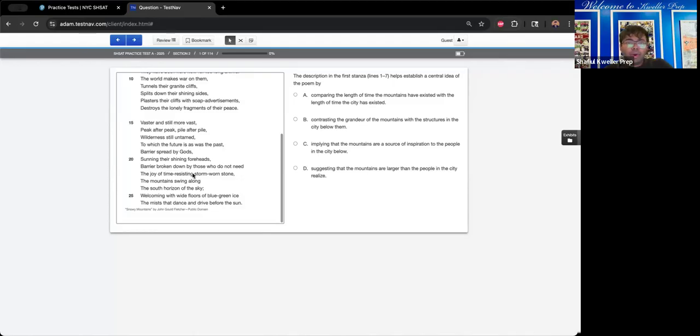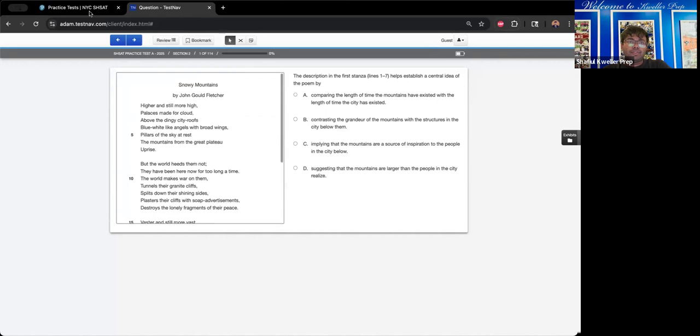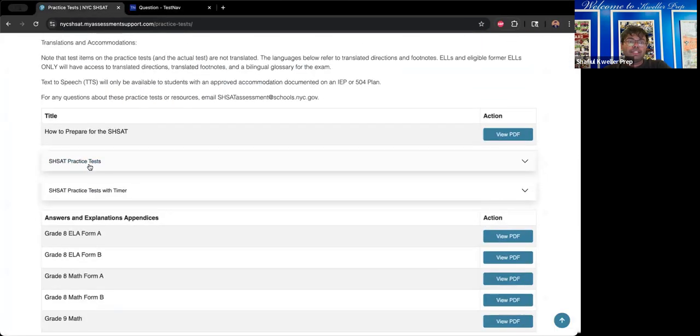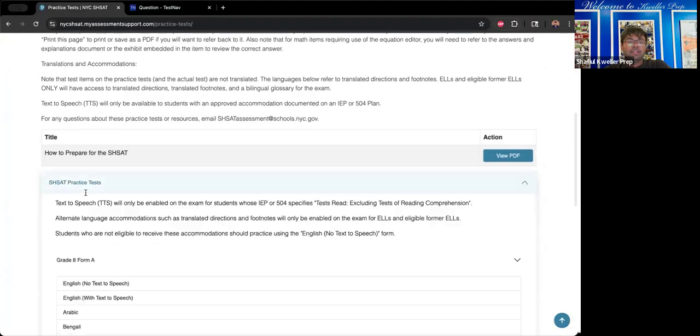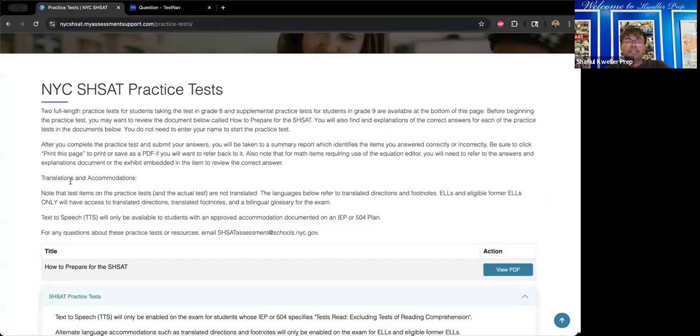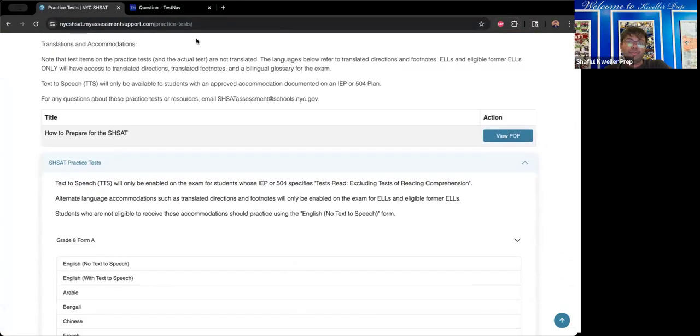Okay. Let me walk through this passage. Again, if you're having trouble with opening it, Grade 8 Form A should be here. You have to click SHSAT practice tests. Click this, and then you'll see Grade 8 Form A. Again, this is just the link that I sent. Hopefully no one has any other issues, but if you do, please let me know now.